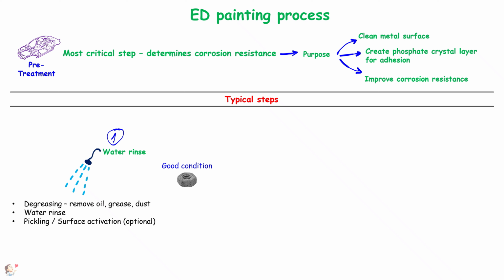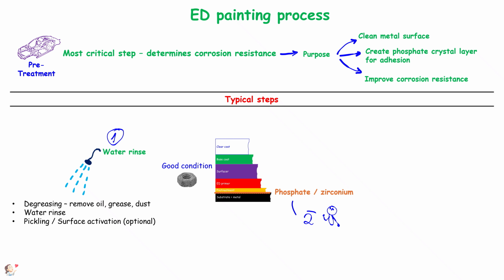At this point, we are ready for step 2. Let's recall that ED paint has 5 layers. The first and most basic layer, located between the substrate and pretreatment, is phosphate or zirconium. Zirconium is used if the product requires higher quality. To create the phosphate layer, phosphating is used.